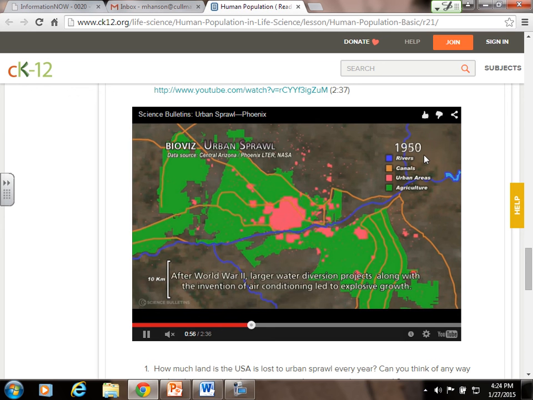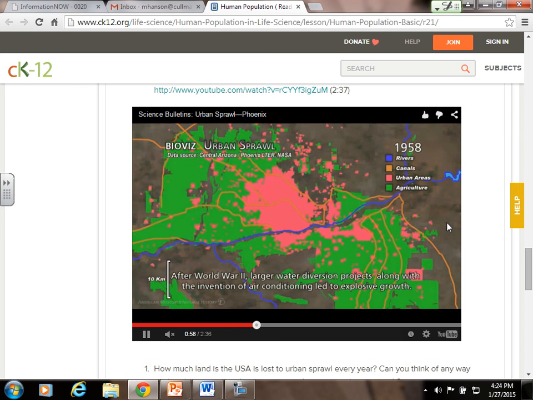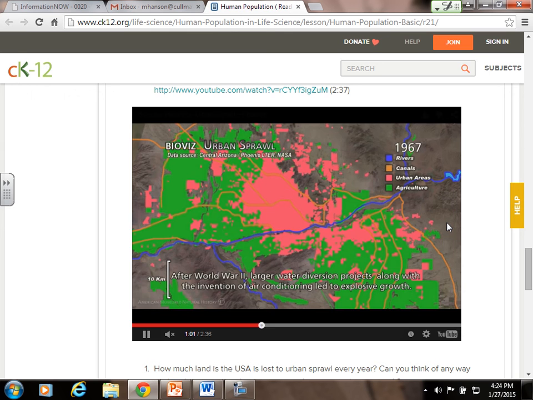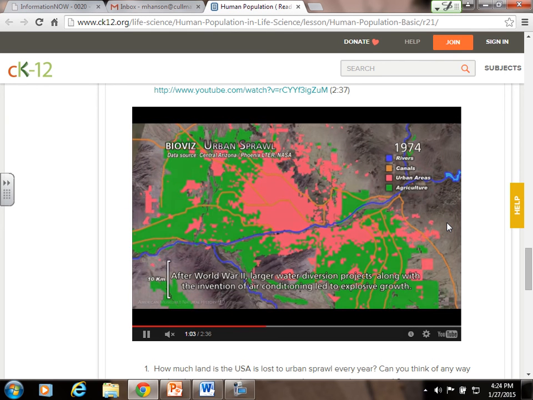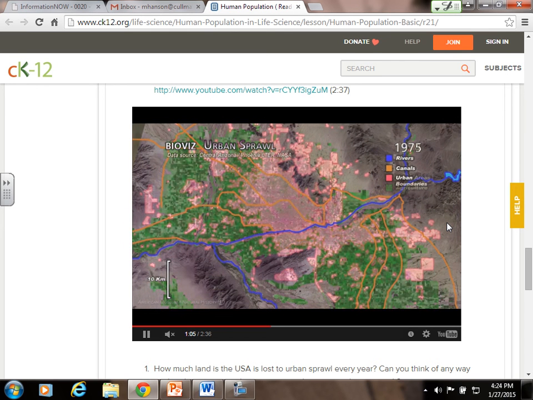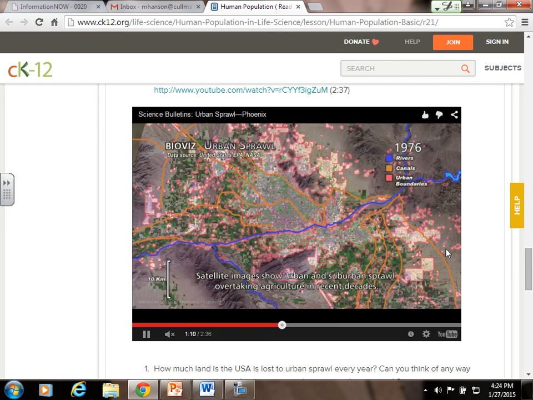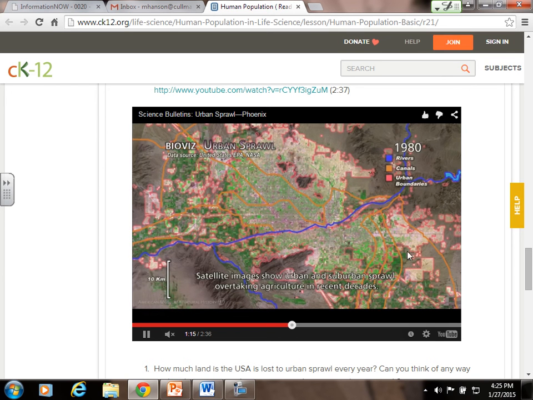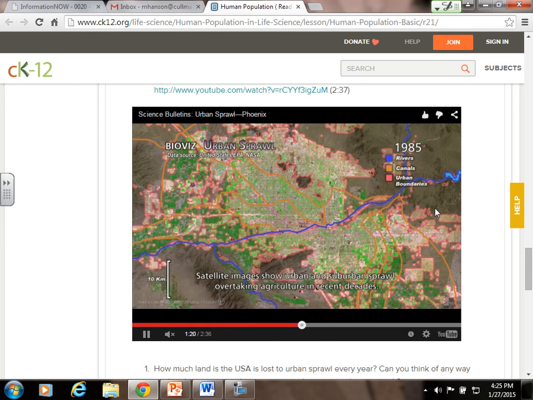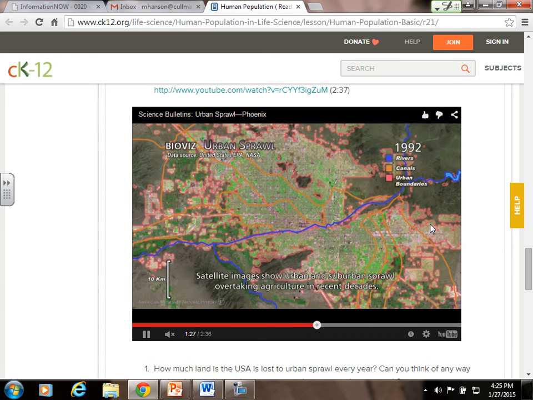So look at the clock up here. After World War II, larger water diversion projects along with the invention of air conditioning led to explosive growth. Now look what's happening. The green is disappearing. That was the agricultural areas. All of the suburban sprawl is taking over that. By 1979, there's almost no agricultural area left. It's now up to 1984, and you can still see these are actual satellite images. As you can see, the urban area is getting bigger and bigger and bigger.